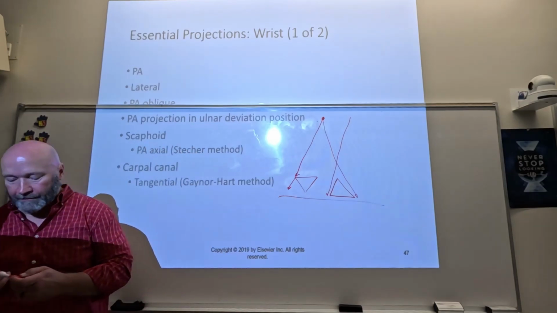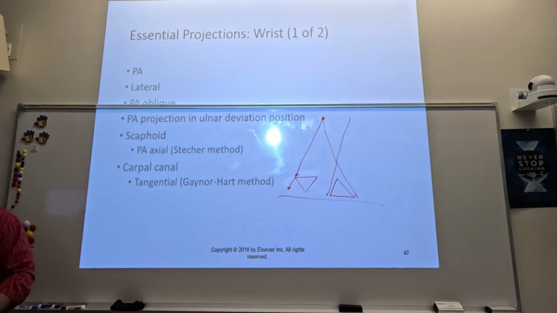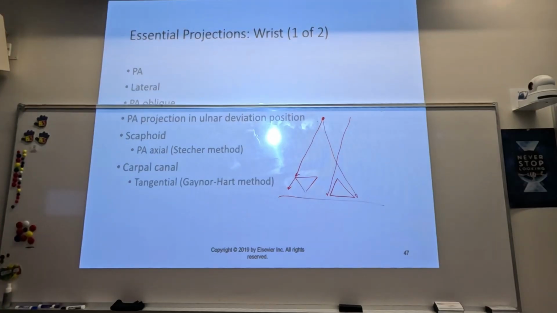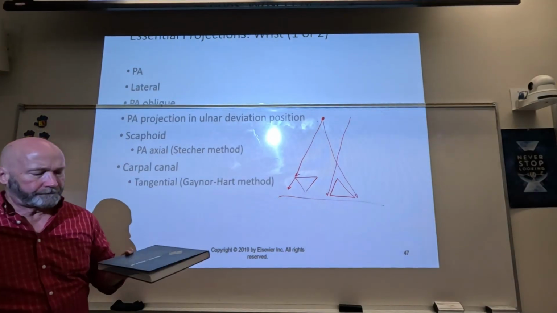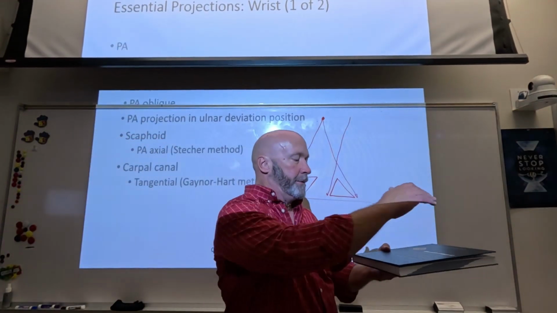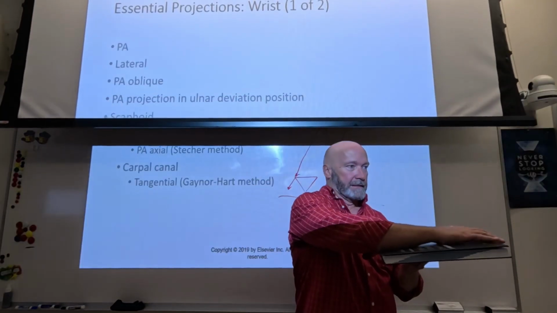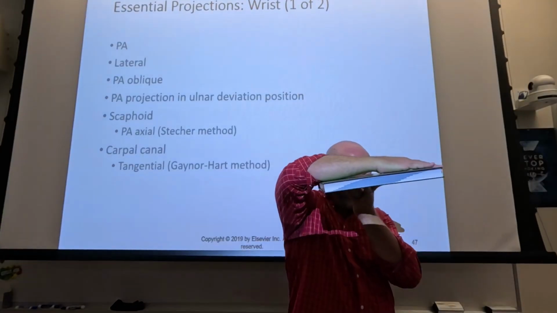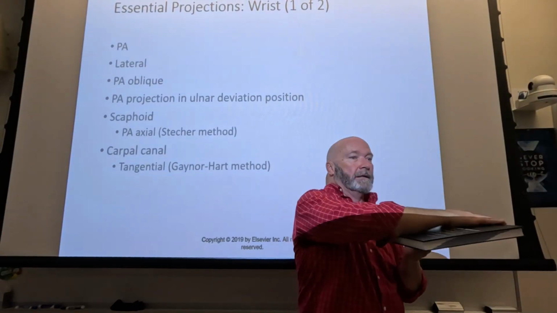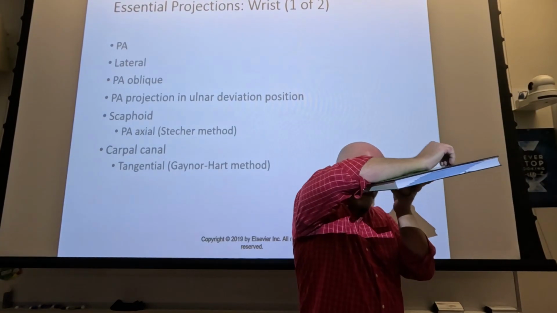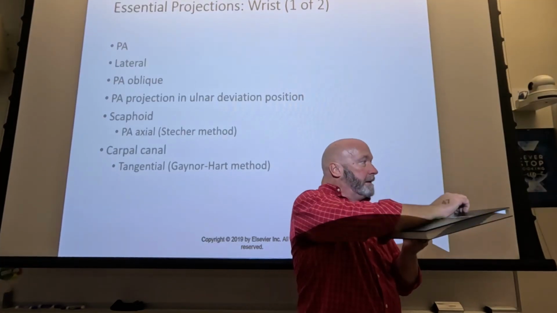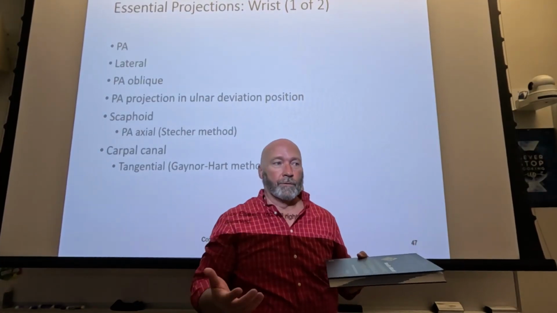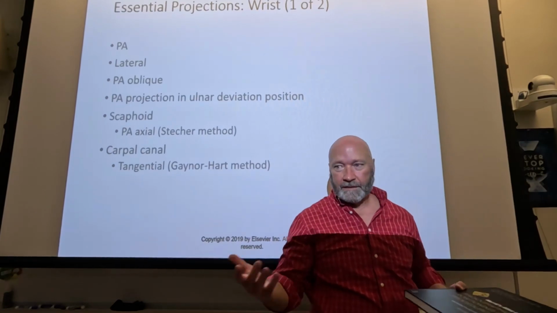All right, so a few other things about our PA of the wrist is this, okay? If you take your hand and you put it on your desktop and you put your fingers straight out, what do you notice? A space, right. If you bend your fingers up, what happens to that space? It goes away, right?